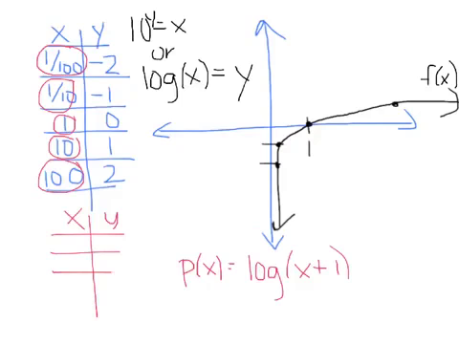Okay, so the table is going to look like this. If I shift the x coordinate here 1 unit to the left, I'm going to get 99, and my y coordinate is still 2. If I shift the x coordinate left 1 from 10, that gives me 9, so I'm at (9, 1). If I shift horizontally 1 unit to the left and my x coordinate is 1, that means I'm going to be at (0, 0). If I shift 1 unit to the left, that's going to give me negative 9/10.